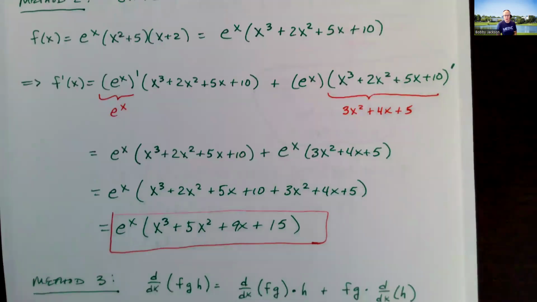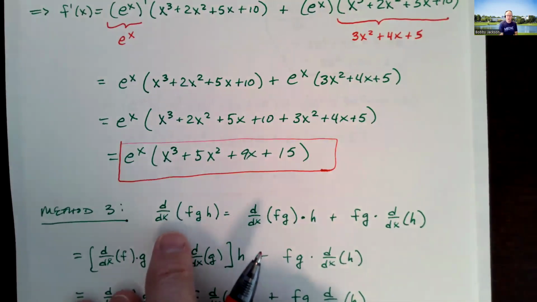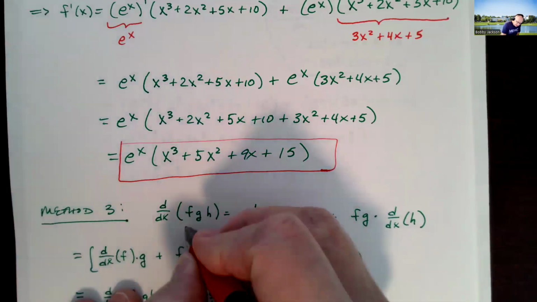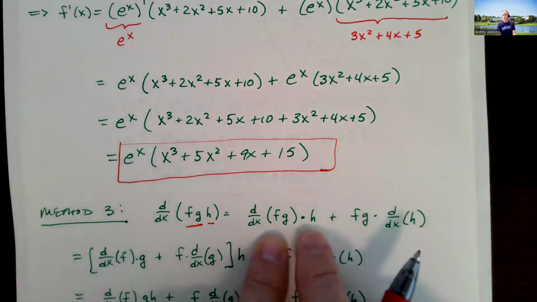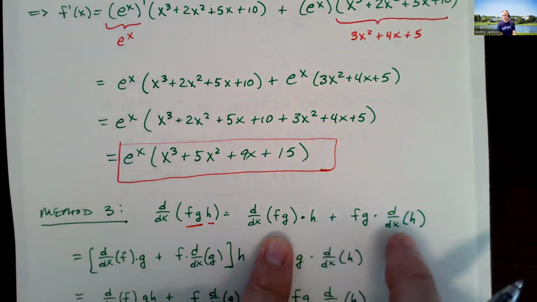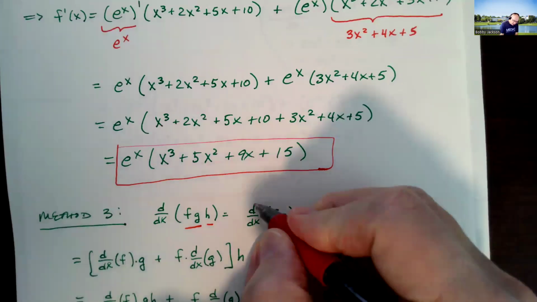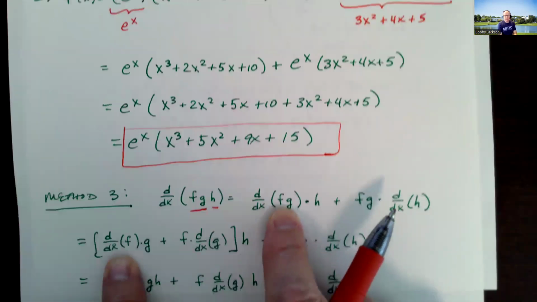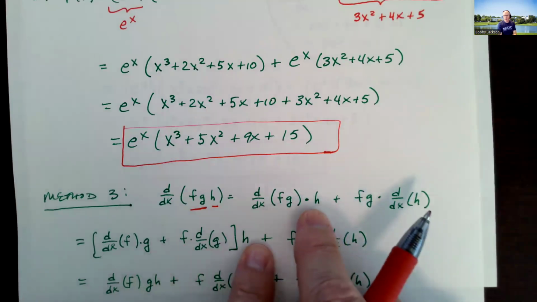One more method which will give you the same result, and we talked about this in my lectures. The derivative of a product of three functions, what will that be? Well, I can use the product rule thinking of fg as one function and h as another. So I'll take the derivative of fg times h plus fg times the derivative of h. But when I take the derivative of fg right here, that's a product rule again. How do I find the derivative of that? I take the derivative of f times g plus f times the derivative of g. Now this is all multiplied by h.